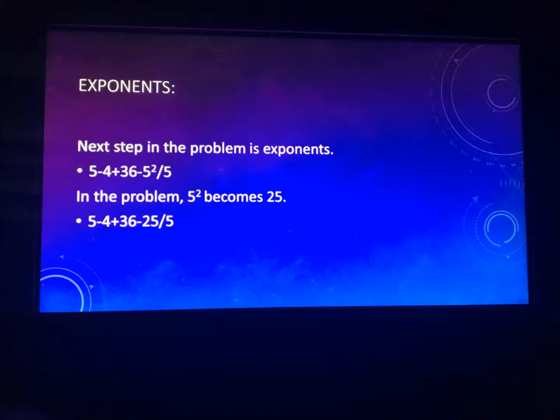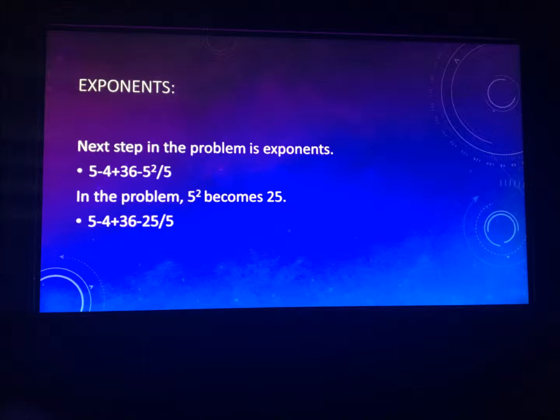Next we have exponents in PEMDAS, which is the E. Our next step in the problem involving exponents is 5 squared. Our 5 squared will become 25. So in our problem we will have 5 minus 4 plus 36, our 5 squared turned to 25, divided by 5.